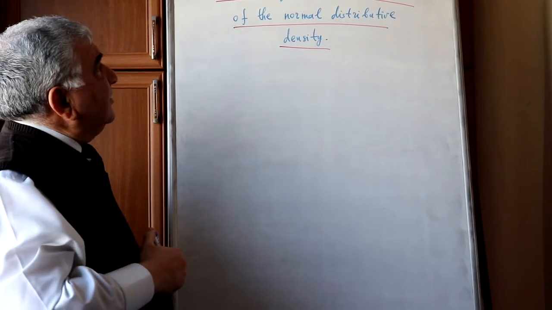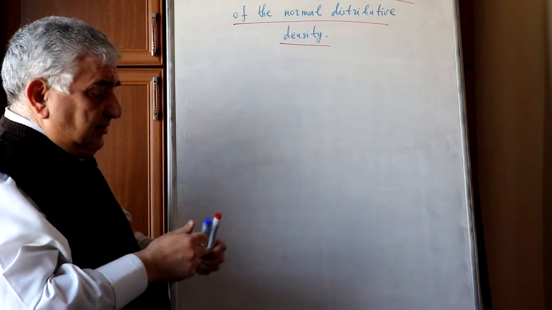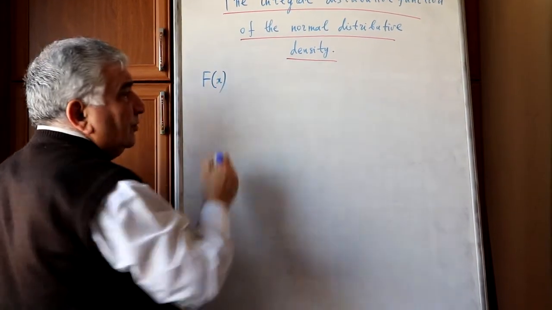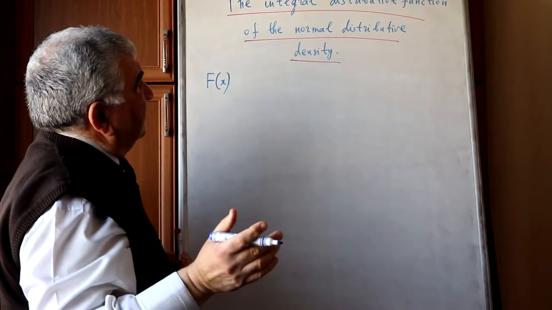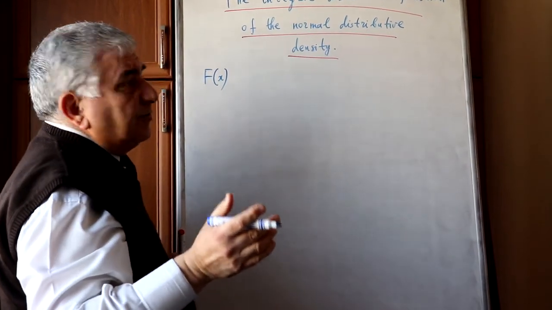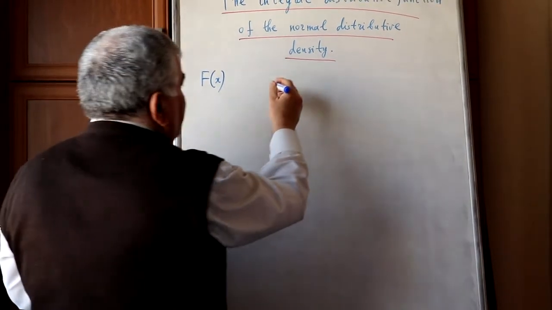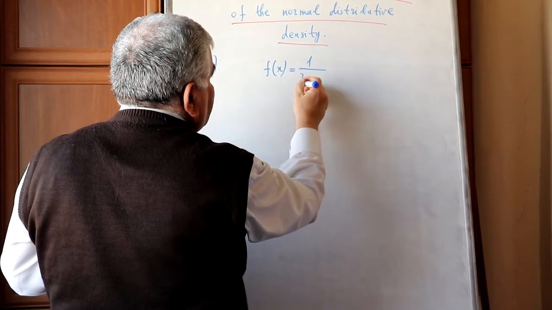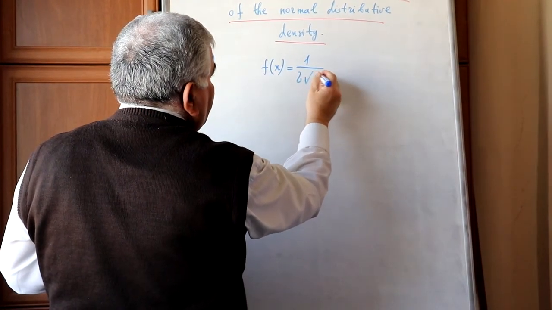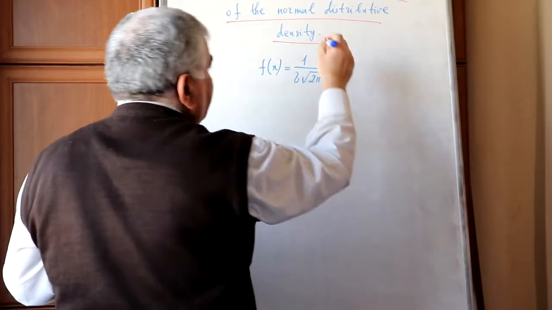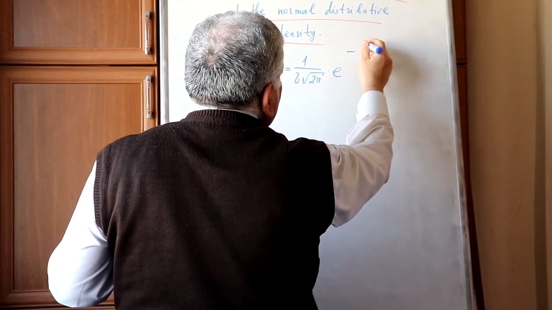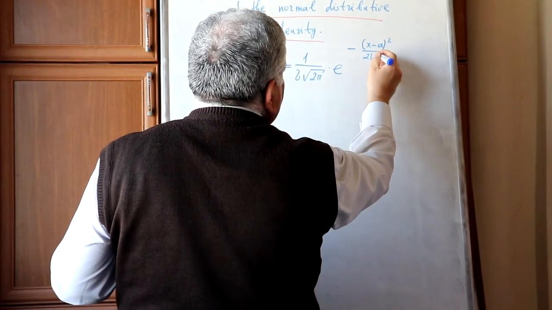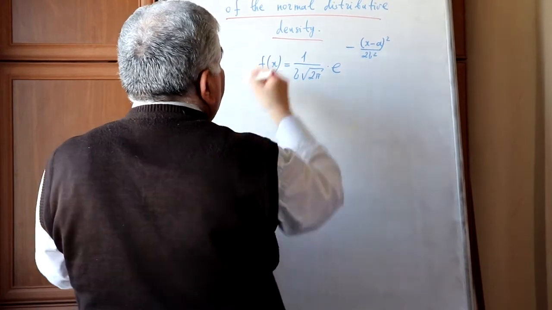You know that the integral distributive function is denoted as F capital of x. And also remember the function, the normal distributive density. It is the following function: f of x is 1 over sigma square root of 2 pi multiplied by e raised to minus x minus a squared over 2 sigma squared. It is the normal distributive density.